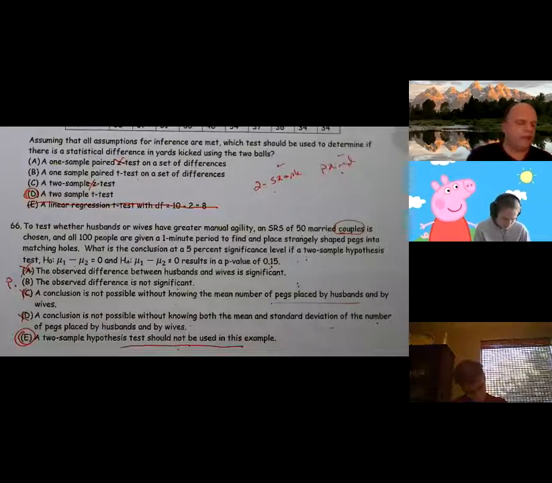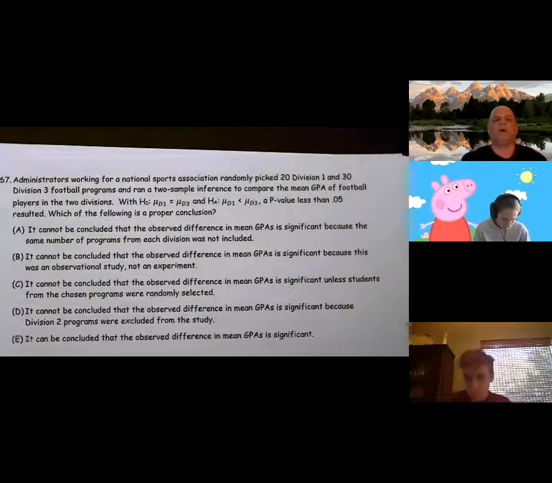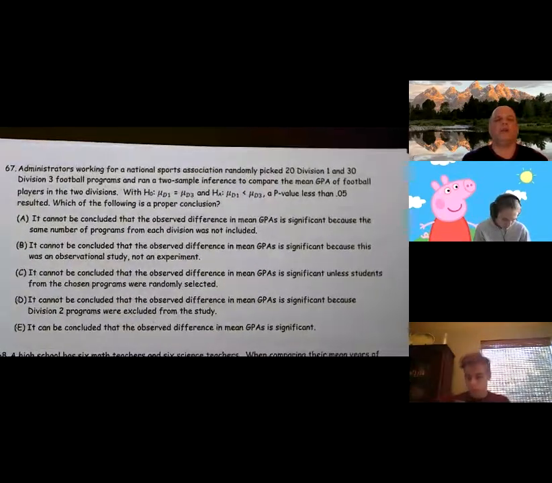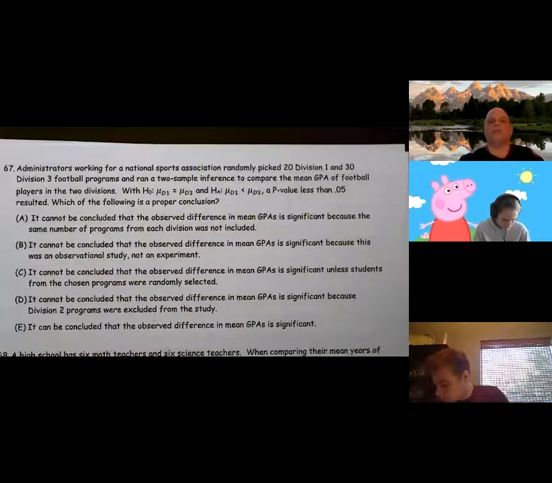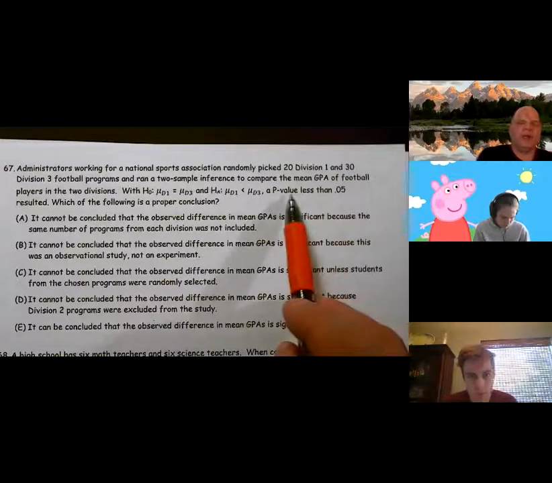All right, number 67. Administrators working for a national sports association randomly picked 20 Division I and 30 Division III football programs and ran a two-sample inference to compare the mean GPA of football players in the two divisions. A p-value of less than 0.05 resulted. Which of the following is a proper conclusion?